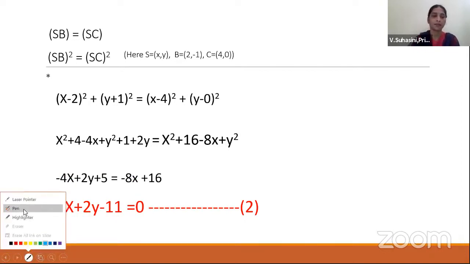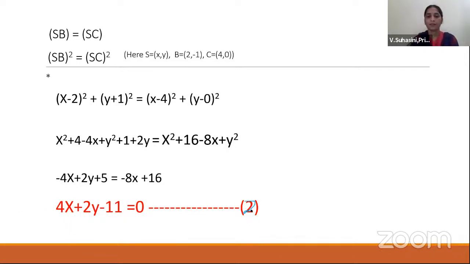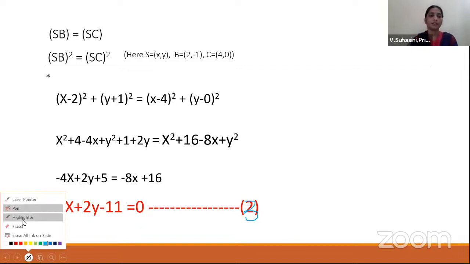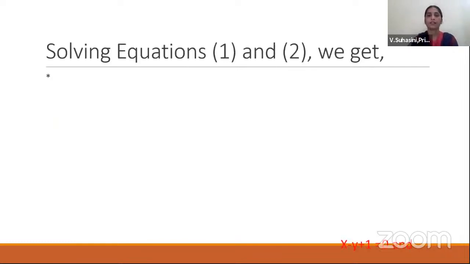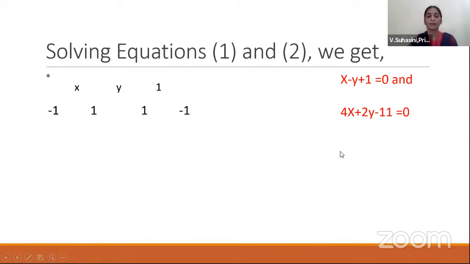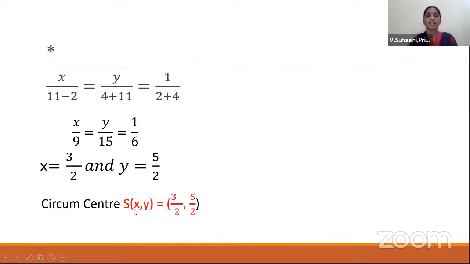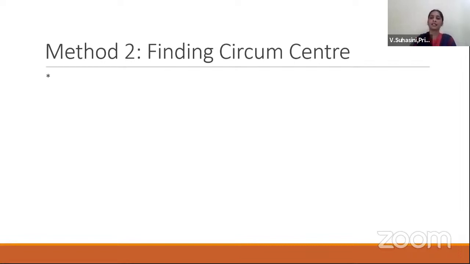So it is 4x plus 2y minus 11 equal to 0. Solving these two equations, solving 2 and 3, we shall get. What are equations 2 and 3? Just look here: x minus y plus 1 equal to 0 and 4x plus 2y minus 11 equal to 0. Hope you know the method of solving simultaneous equations. We get the circumcenter S(x, y) equal to (3/2, 5/2). This is method 1. Is this clear, children? Now we shall also see how to find the circumcenter in method 2.